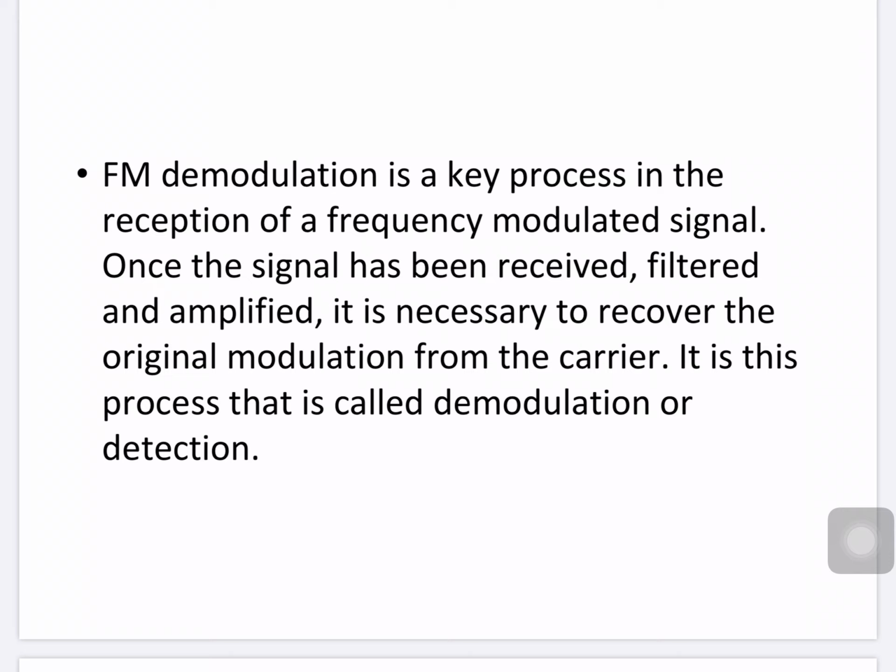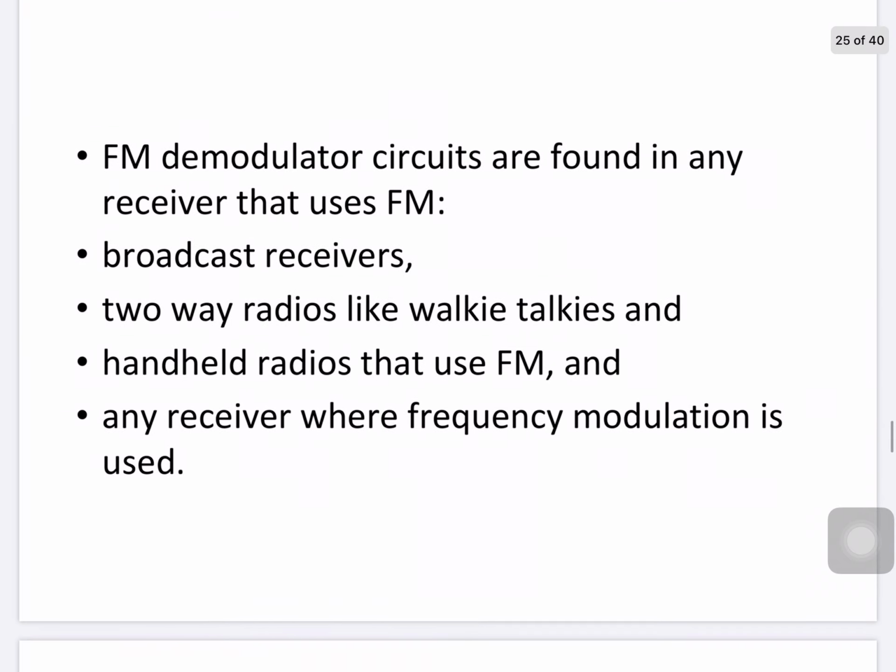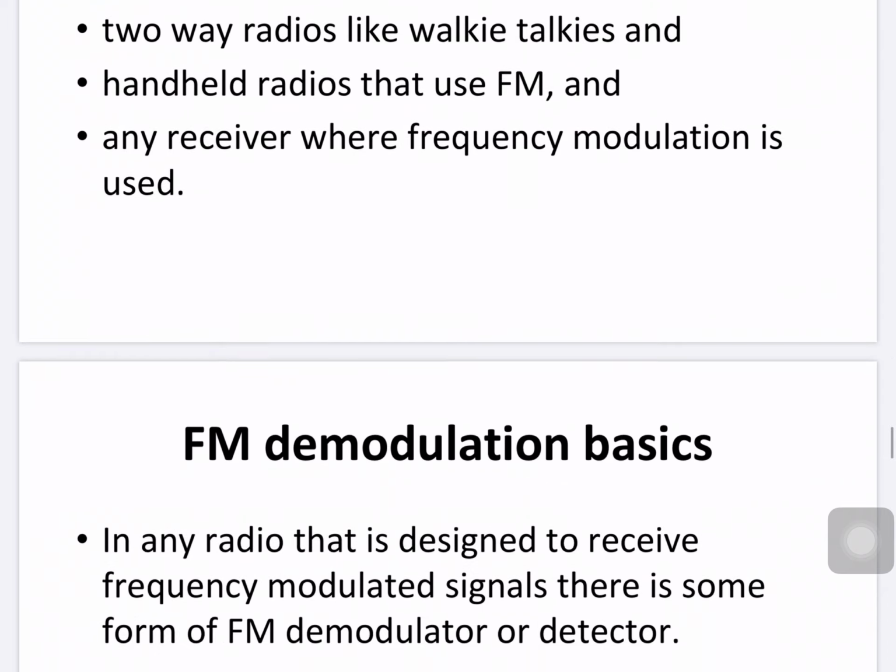Once the signal has been received, it is filtered and amplified, and it is necessary to recover the original modulation from the carrier. This process is called demodulation or detection. Now FM demodulator circuits are found in many receivers, such as broadcast receivers, two-way radios like walkie-talkies, handheld radios that use frequency modulation, and any receiver where frequency modulation is used.